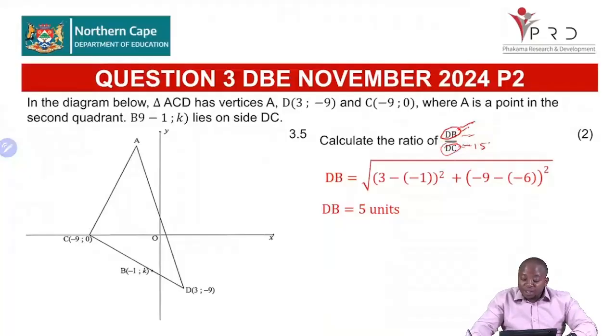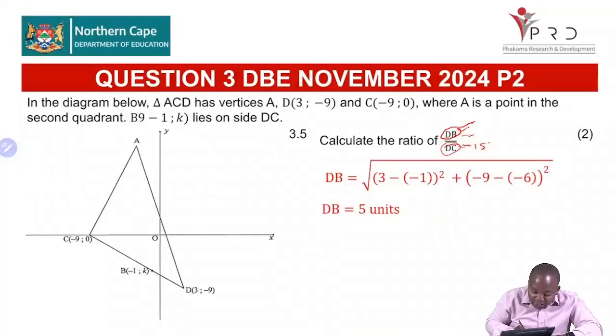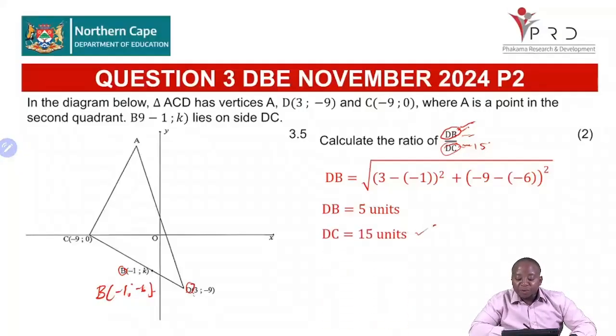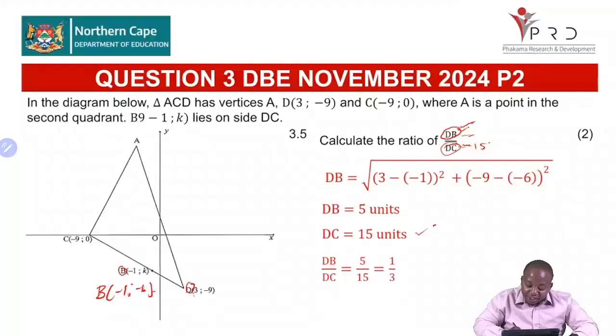We're going to use the distance formula, working between D and B. Remember, B is negative 1 and negative 6, as we have found from the previous questions. Then we find the distance of DB, which is going to be 5 units. To find the ratio, remember DC was 15 units. So the ratio DB over DC equals, where there's DB, I place in 5, and where there's DC, I place in 15. So it's 5 over 15, which is 1 over 3.